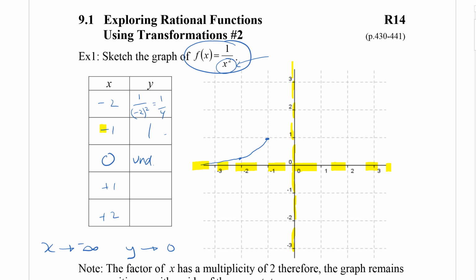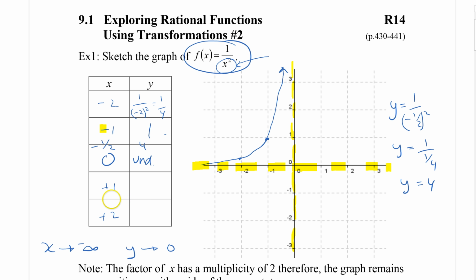Okay, so what about between this value and the asymptote? What if I put in a negative 1/2? So let's see if I can squeeze that in somewhere over here. So put a negative 1/2 in for x. What would I get for my y value? Well, y is equal to 1 over negative 1/2 all squared. So that would be the same thing as saying y is equal to 1 over 1/4, and then when I multiply by that reciprocal, I get y is equal to 4. So when I put in a negative 1/2 for x, I get a 4. So you can very quickly see that asymptotic behavior.